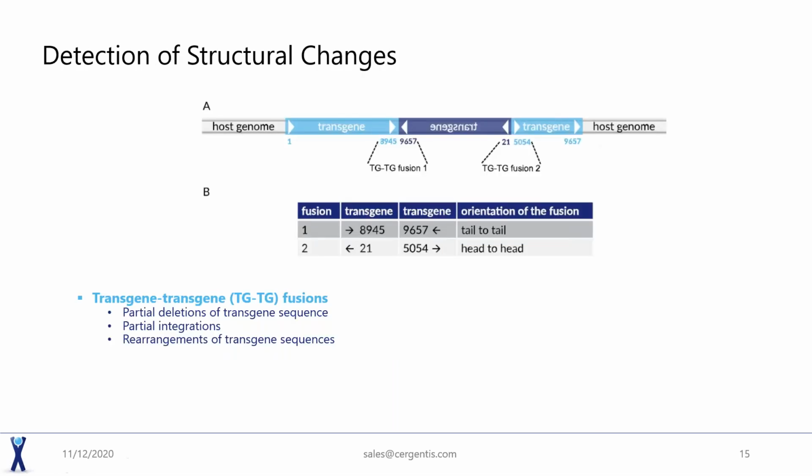And finally, in terms of concatenators, well, we will be able to identify those. So in the event of partial or multiple copies of a transgene co-integrating together, we will be able to pick this up. In fact, we will report this as transgene and transgene fusion. And as you can understand, these have important consequences in terms of the expression of aberrant proteins.